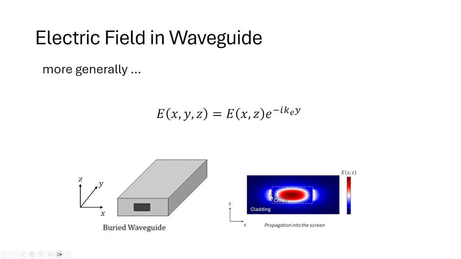So we have our core, which I outline with this dashed line, and we have the cladding around here. We can see that the electric field is very focused in the core. So E of X, Z is much higher in the core, and then it drops off into the cladding, as you can see. And yeah, I just wanted to show you what E of X, Z might actually look like in a realistic example.